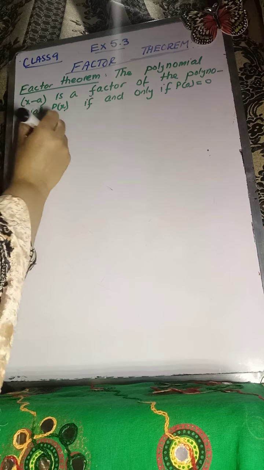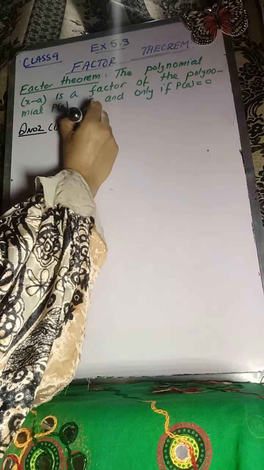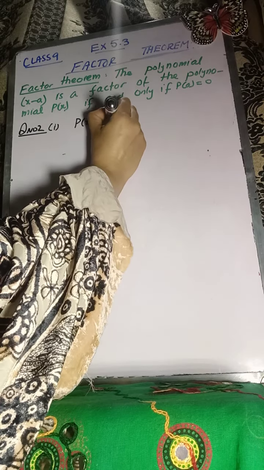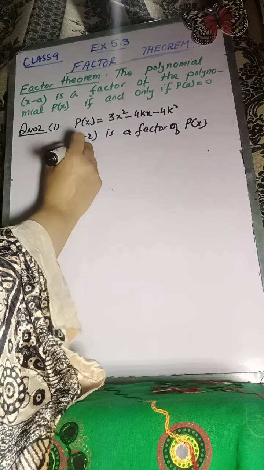Over here we have a polynomial. Question number 2, part 1. We have a polynomial, and x plus 2 is a factor of this polynomial. It is given in the question, and you have to find the value of k. This is the main question.